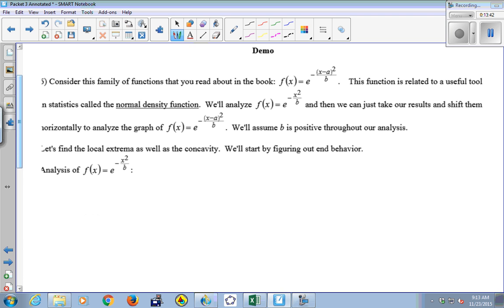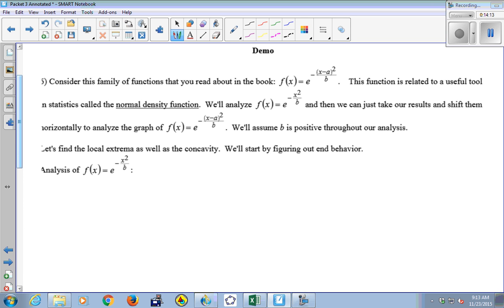All right, let's start our next part of the demo. So I'm going to look at a little bit more complicated family of functions. Your textbook talks about this family in the reading: e to the negative (x minus a) squared over b. So this function is related to a useful tool in statistics called the normal density function. It's more colloquially known as the normal curve. So you might have seen it before somewhere.